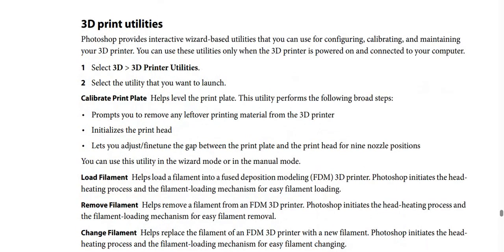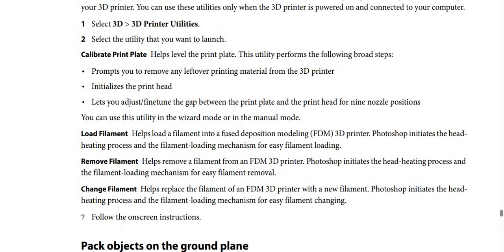So what about 3D print utilities? Photoshop provides interactive wizard-based utilities that you can use for configuring, calibrating and maintaining your 3D printer. And also you can use these utilities only when the 3D printer is powered on and connected to your computer. And we have 2 steps. Step number 1, you should select 3D first, then select 3D Printer Utilities. After that, step number 2, you should select the utility that you want to launch.